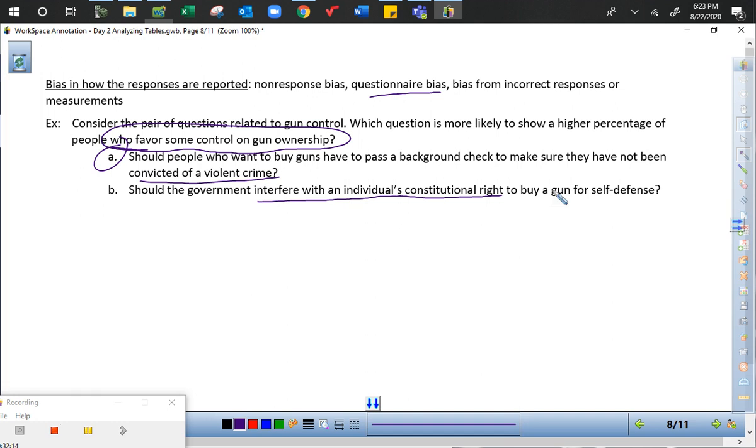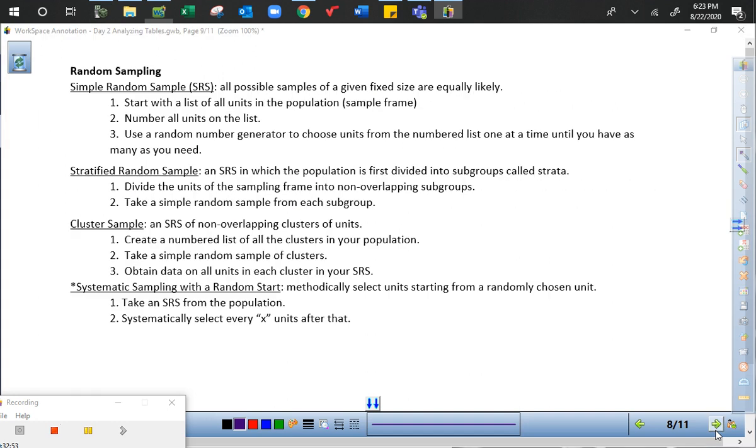I want to show you an example of that on paper to see how things can be manipulated to lead people to a particular answer. Big issue with questionnaires. You've got to watch out for that. Generally, more is less. A more fair question is, do you favor gun ownership control? Very short, to the point, doesn't add in extra words that lead you one way or the other.